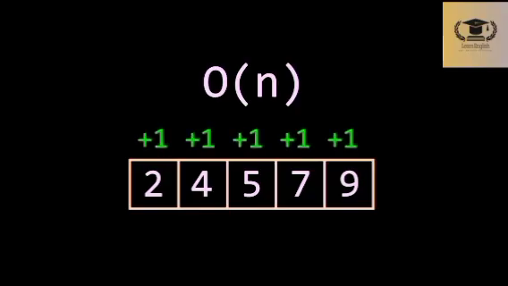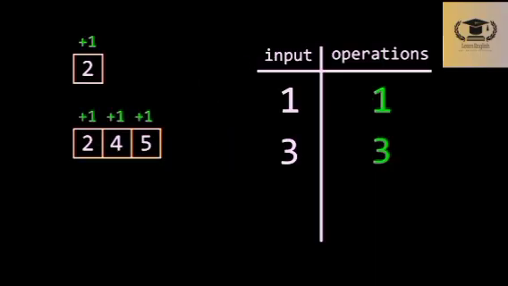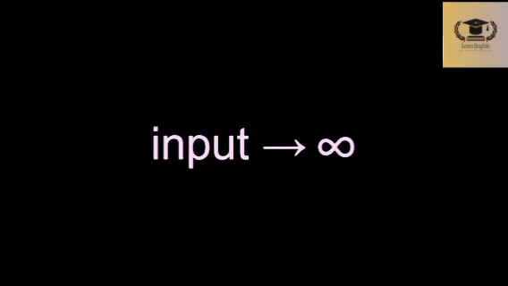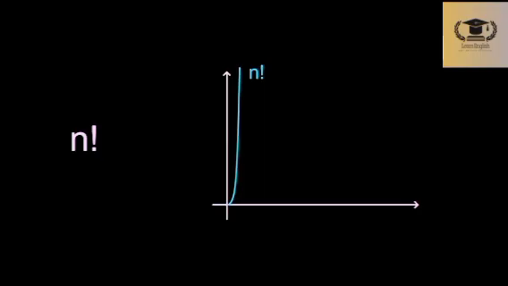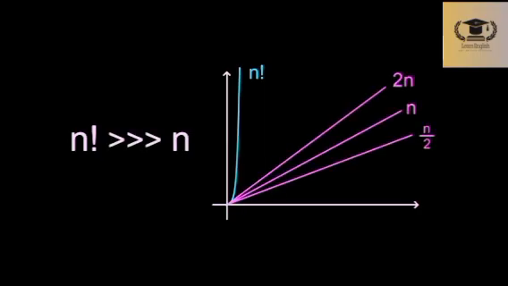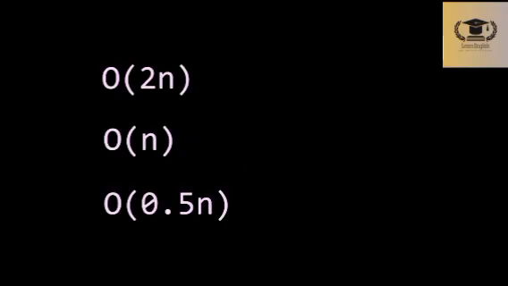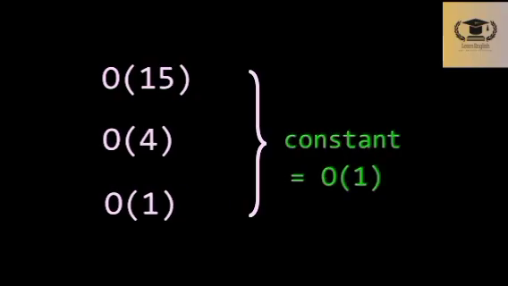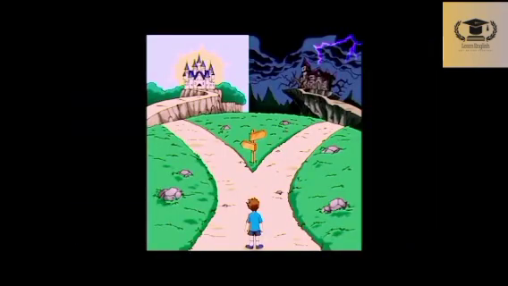For example, adding 1 to every number inside an array is O of n, because the number of operations increases in a linear way as the array grows. What's relevant is not the exact number of operations, but rather the trend as the input size goes to infinity. You see, something like n factorial grows way faster than any linear function ever could, so as long as the time complexity is some kind of linear relation, it's simplified down to O of n, and the same thing goes for any other group.